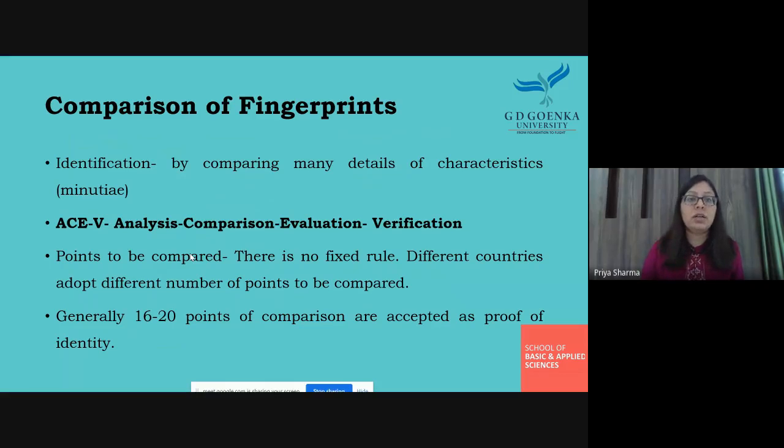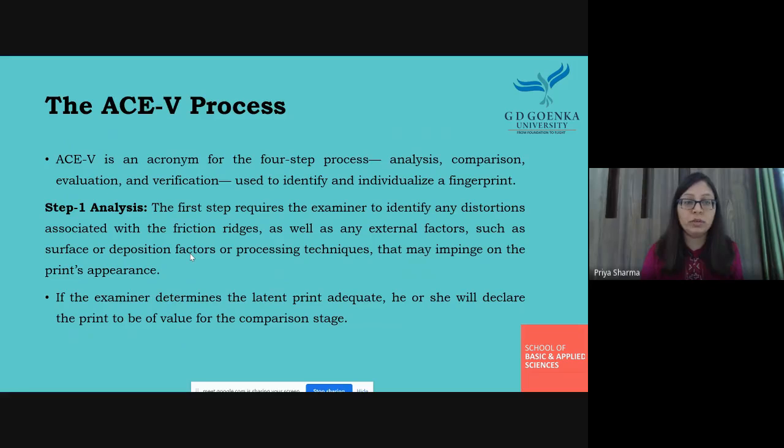Then at last, comparison of fingerprints. We follow this rule, ACE-V: analysis, comparison, evaluation, and verification. We have to follow this stepwise procedure for the comparison of fingerprints. There is no fixed rule. Different countries adopt different numbers of points to be compared, like generally we accept 16 to 20 points. Like I'll show you in the picture.